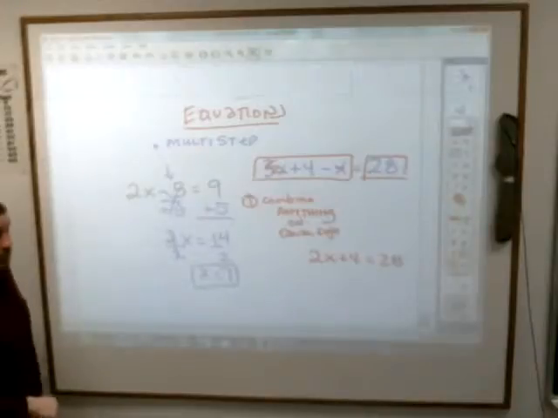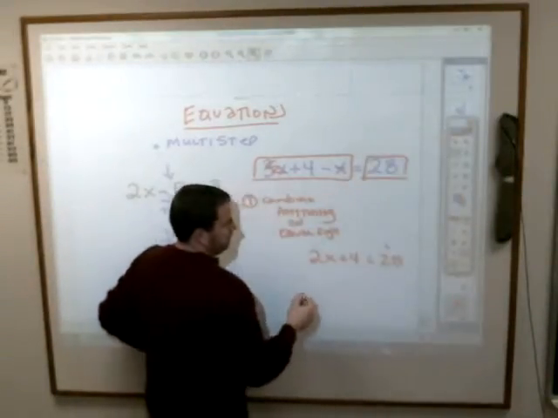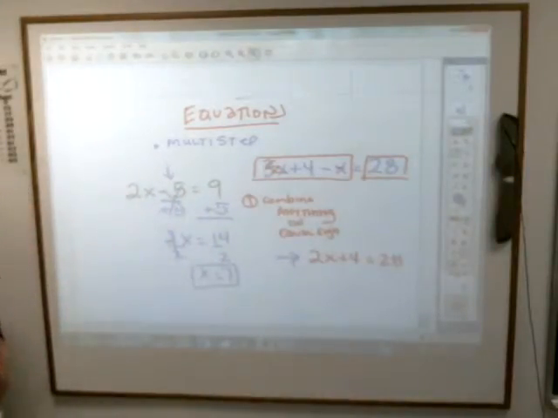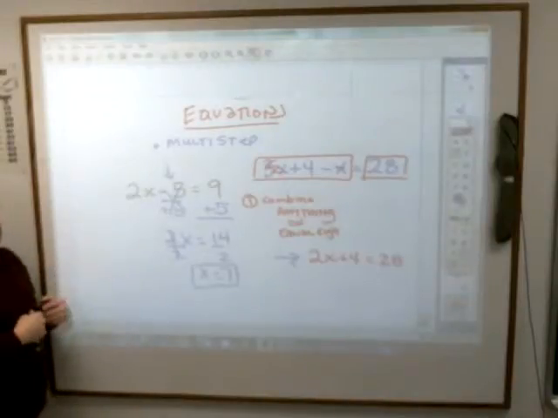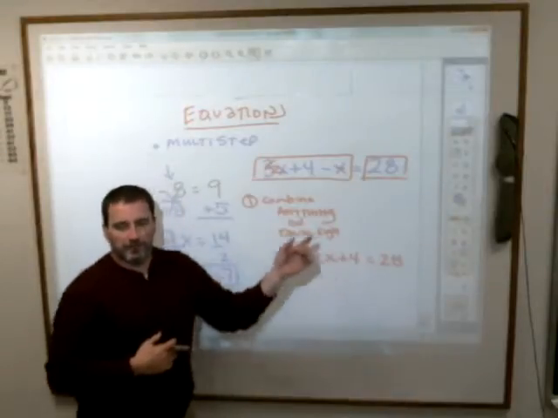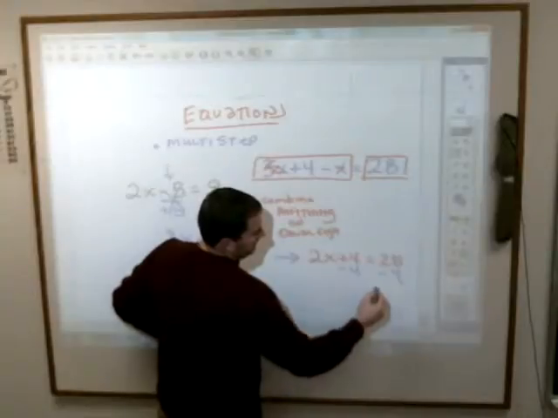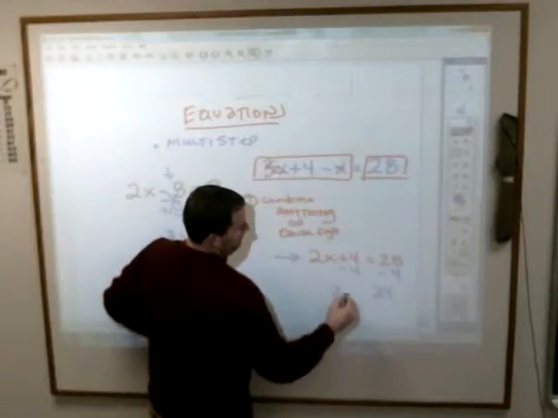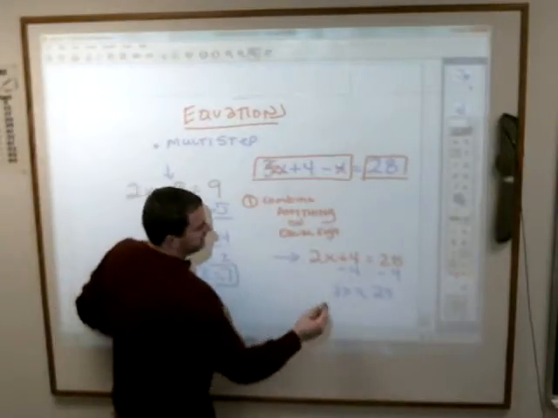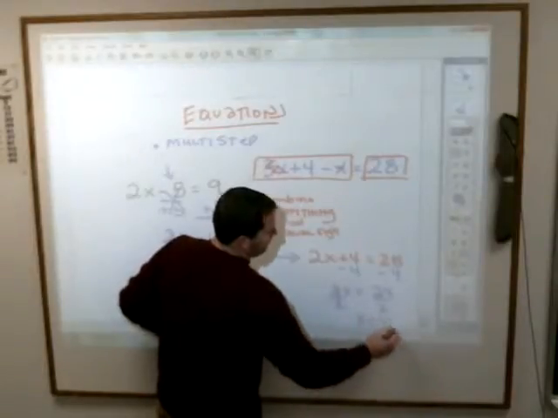The next step would be to? No, that's the last step you always do. Multiplication is always the last step you do. It's kind of like the reverse of order of operations. In this case, you want to subtract the 4, get it over to this side over here. And now the last thing I do is divide by 2. Divide by 2. So now x equals 12.